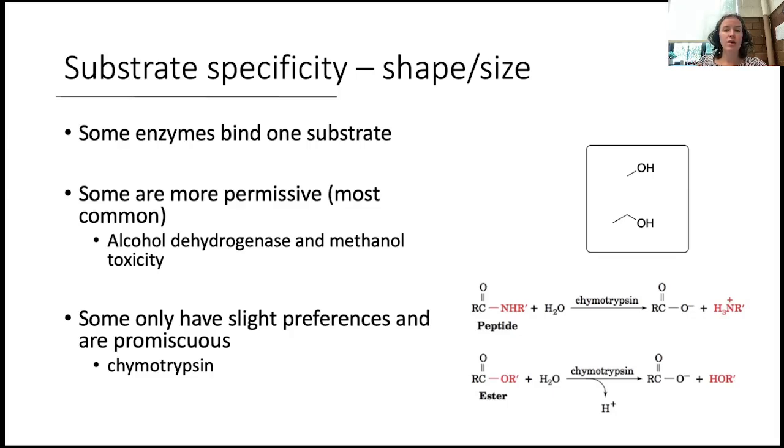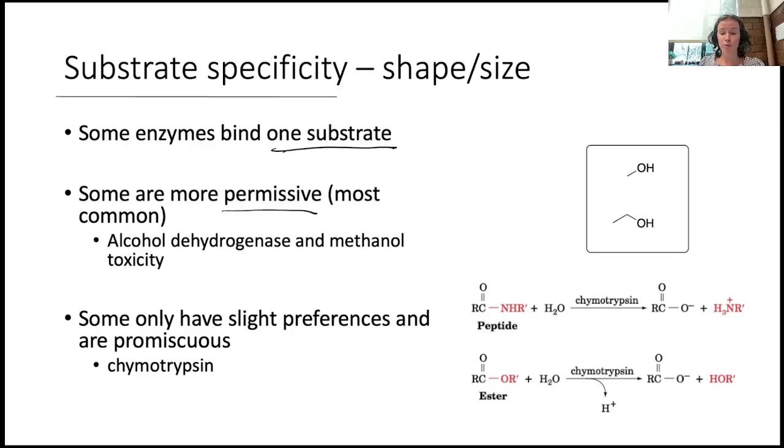And so the combination of an enzyme's shape preference, chirality preference, and the types of non-covalent interactions it can do with the substrate will give us this spectrum of specificities. Some enzymes bind a single substrate, and so they are specific, right? Some are what we call permissive. This is very common for enzymes. Maybe they'll bind 2 or 3 substrates.